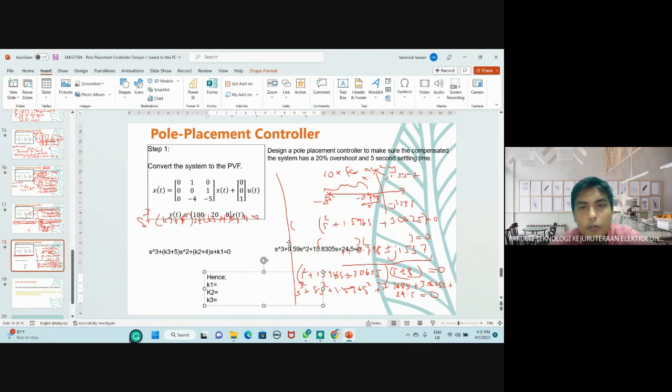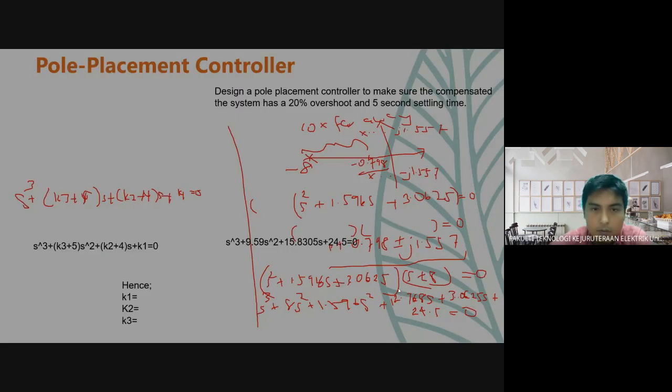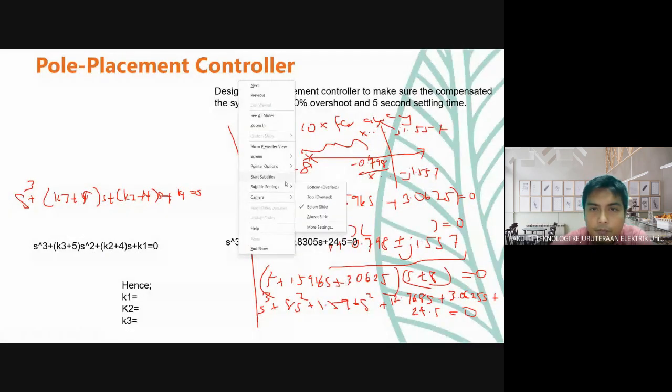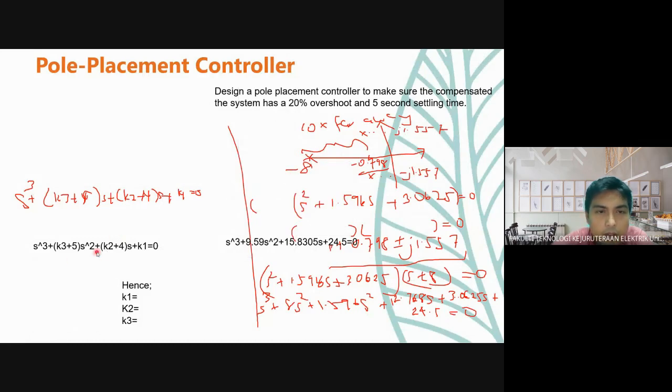So what you need to do, you need to compare. This is s power of 2 and this is s power of 2. This is s power of 1 and this is s power of 1, and this is without s, which means s power of 0, and this is s power of 0. So you can calculate the values.